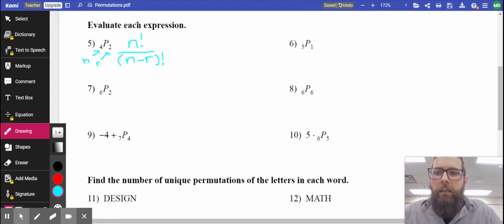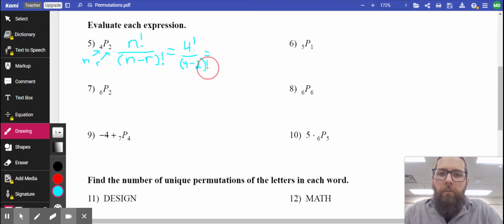So anytime I see an n in this equation, I'll put a 4. And anytime I see an r, I'll put a 2. So my equation is going to turn out to be 4 factorial over parentheses 4 minus 2 factorial. Then we can simplify 4 minus 2, we know is 2, so that's going to be 4 factorial over 4 minus 2 on the bottom is 2, so 2 factorial.